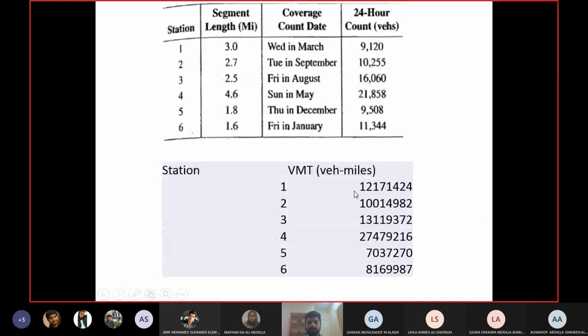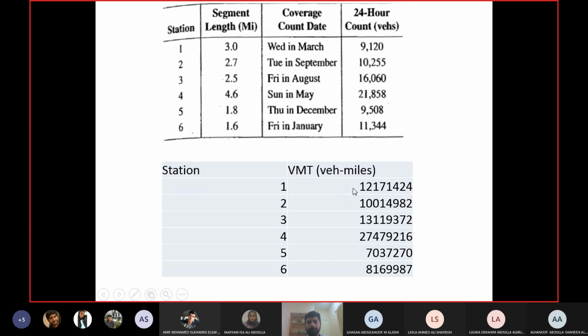These are the values for all the remaining stations. I applied the same methodology. For each value, I multiply with the adjustment factor of the day and the month, then I multiply with the length, and then I multiply with 365. After doing this whole bunch of multiplication, you will get these values. So these are the vehicle miles traveled for these stations for the entire year.